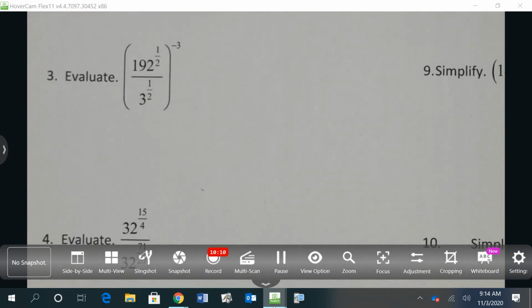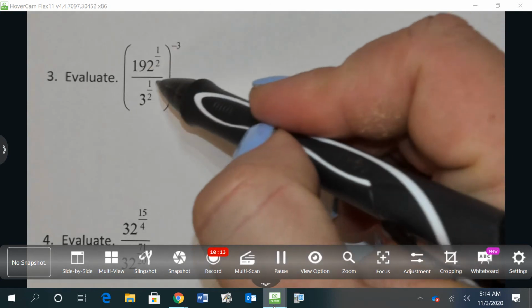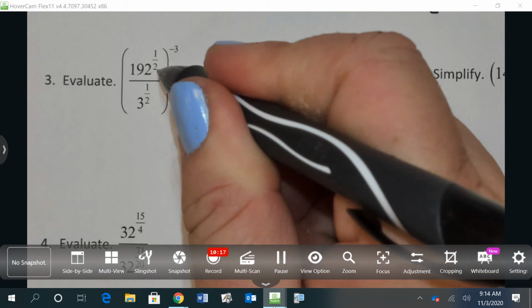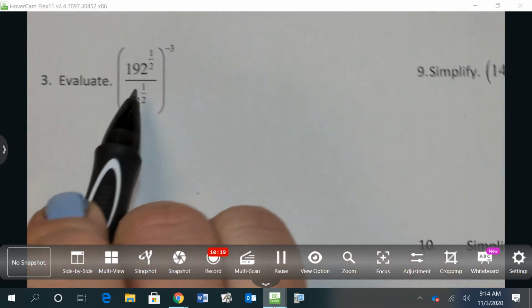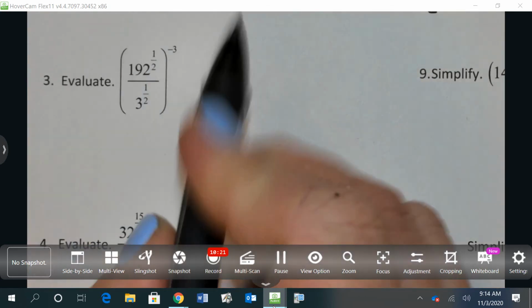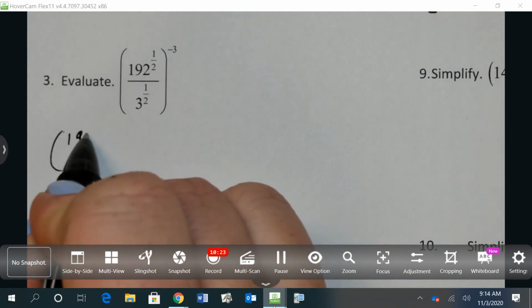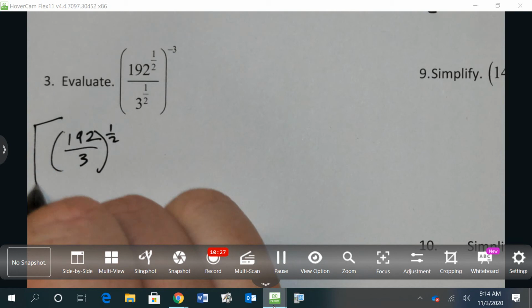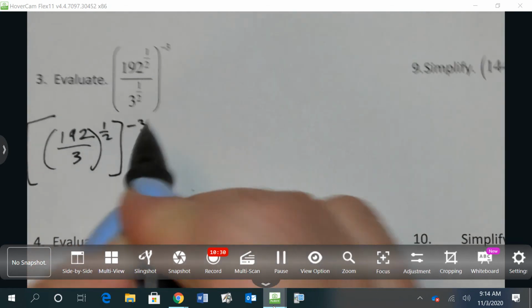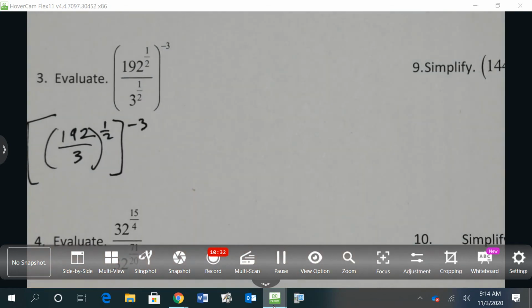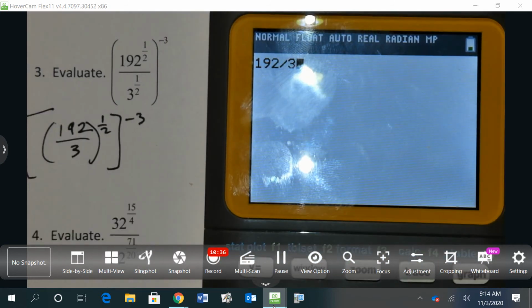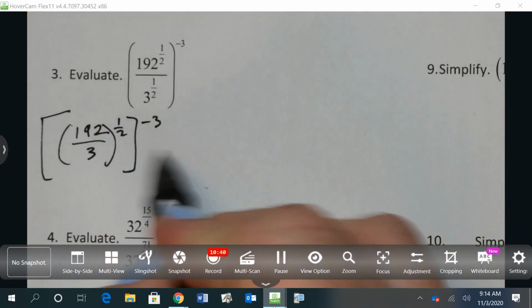Number three, okay? So again, as long as we are only multiplying or dividing, when you have the same exponent, we get to do the work. So I'm going to grab a calculator, and I'm going to write this as 192 over 3, and they both have a 1/2. We could never do that unless they both had the same exponent. So 192 divided by 3 is 64. So this inside part is 64.